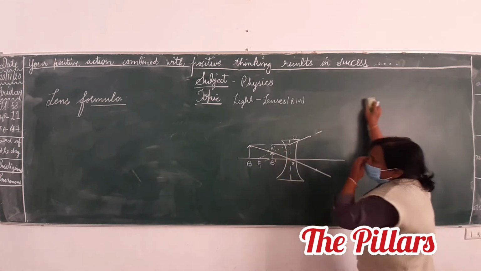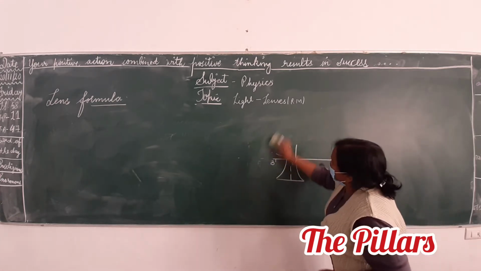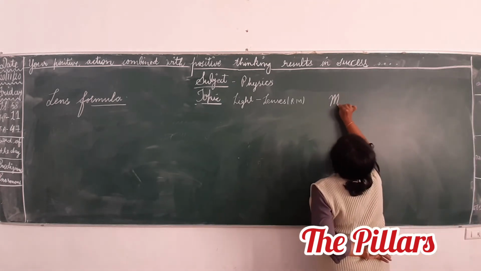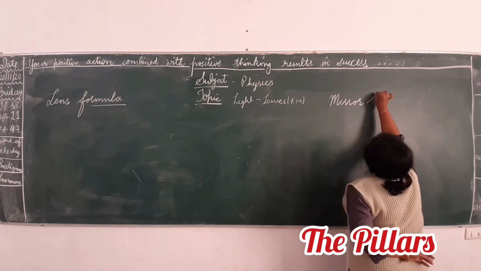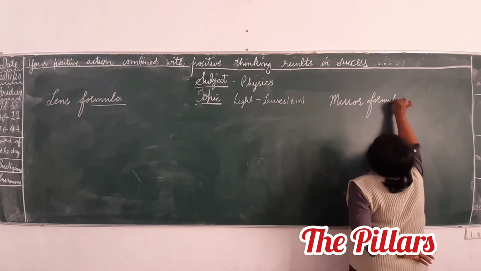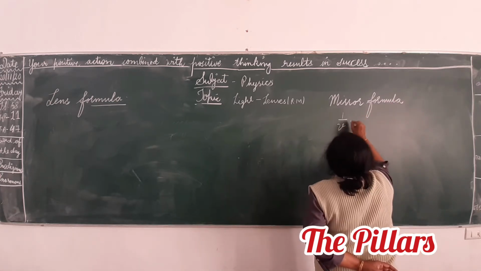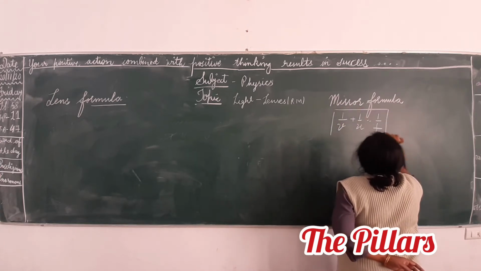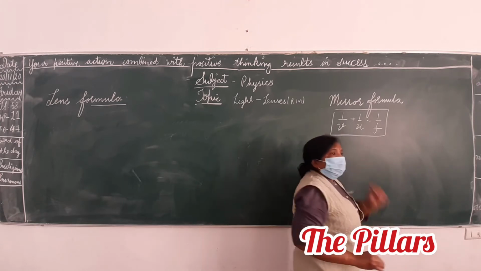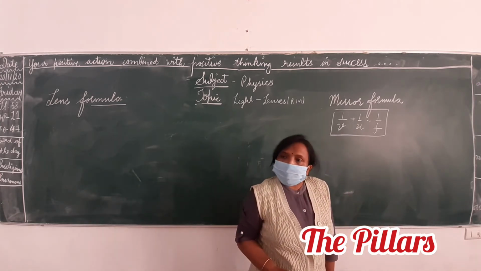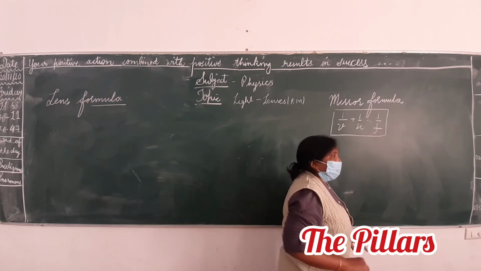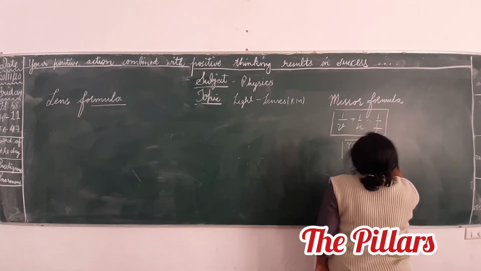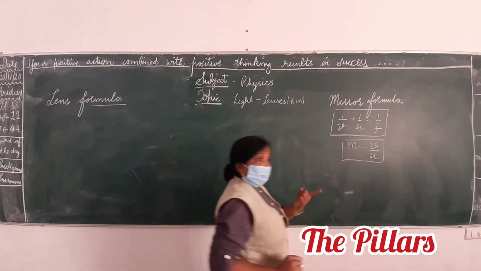Lens formula. What was your mirror formula? 1 by V plus 1 by U equal to 1 by F. What does this V stand for, children? Image distance from pole. What does this U stand for? Object distance. What does this F stand for? Focal length. What was the formula for linear magnification? Minus V by U. For mirror I am talking about.